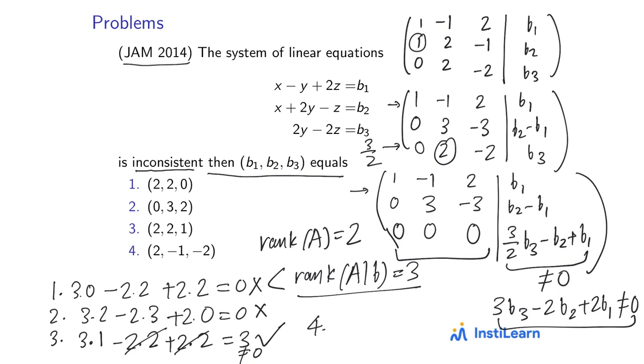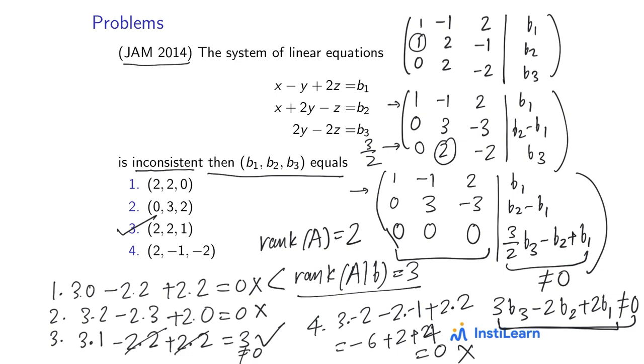And then fourth is 2, minus 1, minus 2. So this will be 3 into minus 2, minus 2 into minus 1, plus 2 into 2. So this is equal to minus 6 plus 2 plus 4, so equal to 0. So this can't be the option. So only option 3 is giving that this expression is non-equal to 0, which leads to inconsistency. So 3 is the correct answer.